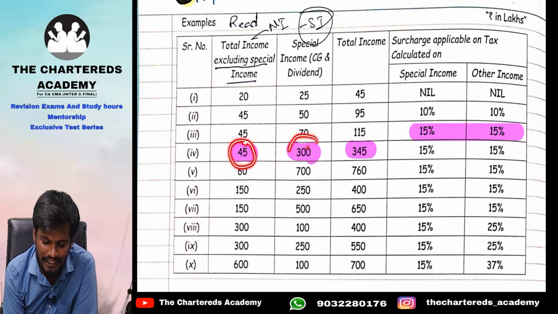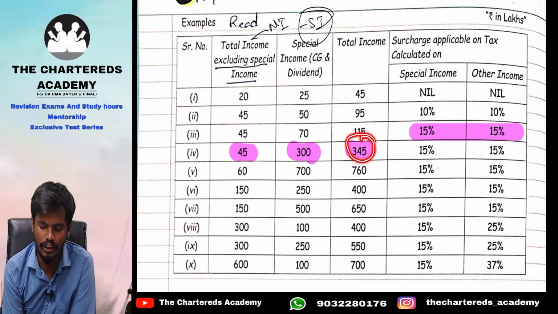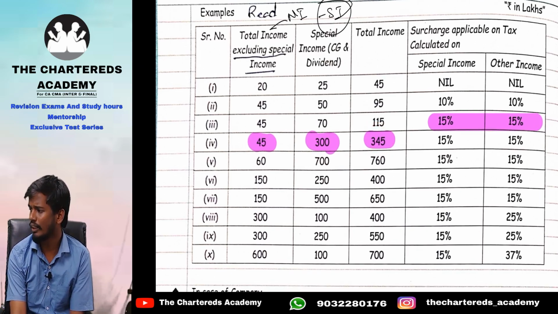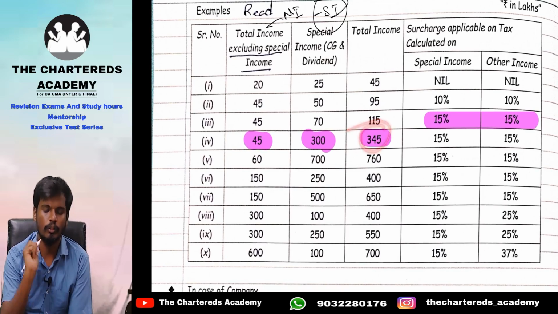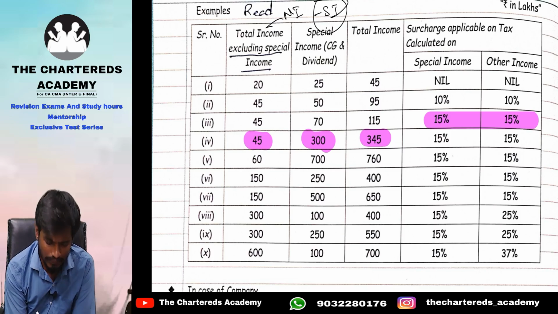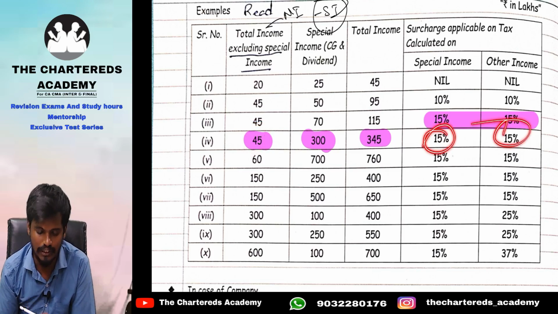And your specified income is 300 lakhs. So your total income is 3 crores 45 lakhs. So, does normal income itself exceed the 2 crores? No, sir. So what is the rate, sir? You charge 15%. Next, sir.